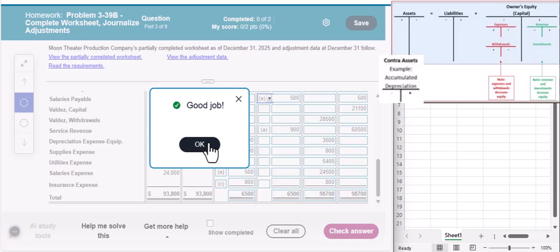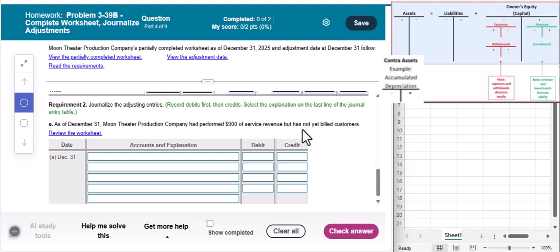Okay, so the worksheet, remember, this is just a worksheet. In the real world, they just do it in Excel because it makes it much easier. And then we are going to journalize the adjusting entries after this. So remember, these adjustments have not been entered into the official records. All right, so let's make it official. So requirement 2, journalize the adjusting entries. Record debits first, then credits. Select the explanation on the last line of the journal entry table.